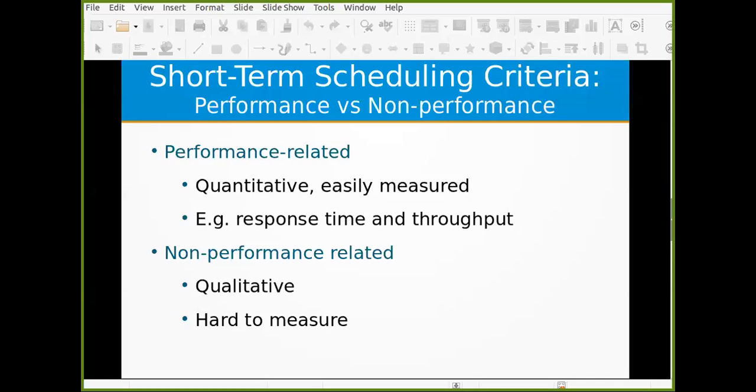But what are the non-performance related criteria? Can anyone guess about this? I haven't mentioned it here. Non-performance related criteria which need to be kept in mind by the OS designer while designing the dispatcher. Any idea?